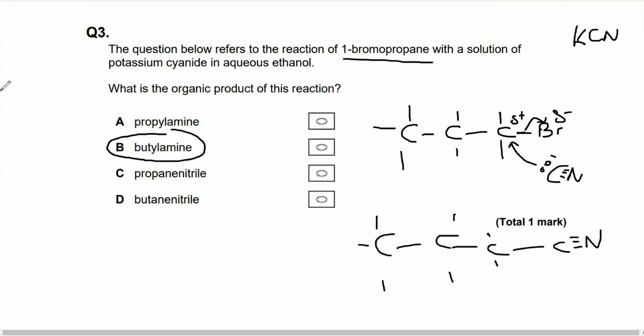So wouldn't this be butylamine? No, because amine, remember, is NH2. So that would be if you were using ammonia.